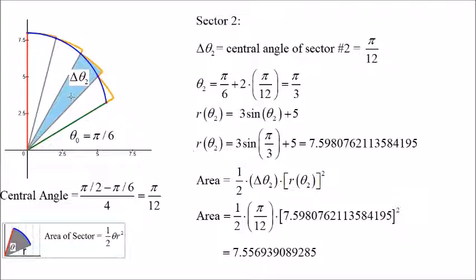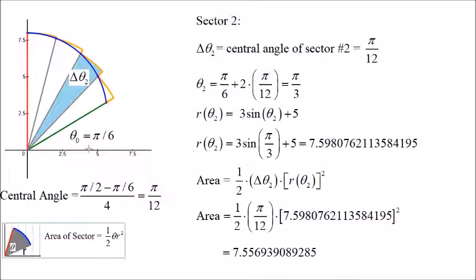And this is sector number 2. And again, this central angle for sector number 2 is also pi over 12. Each central angle is pi over 12. The angle from here to here is pi over 6. From here to here is pi over 12. From here to here is pi over 12.